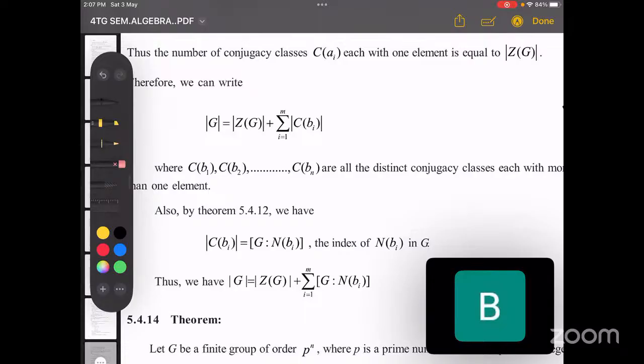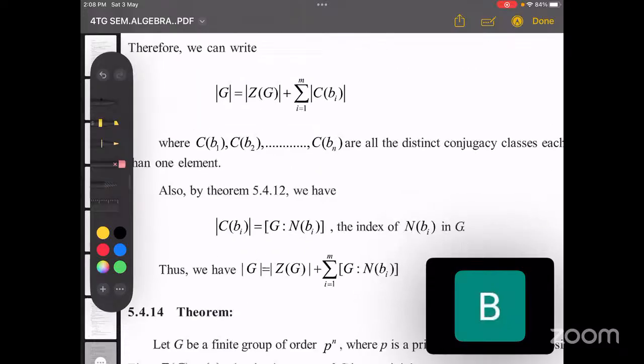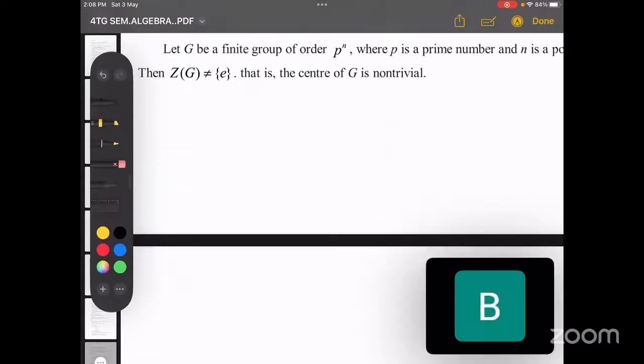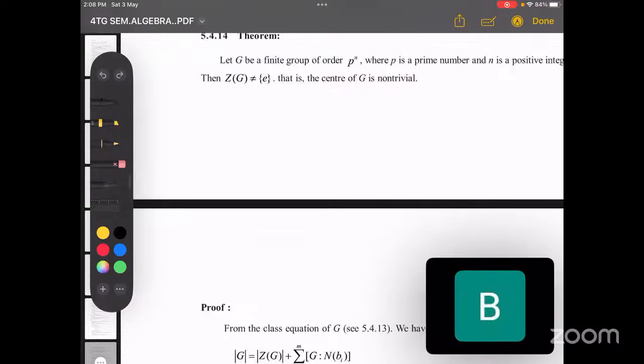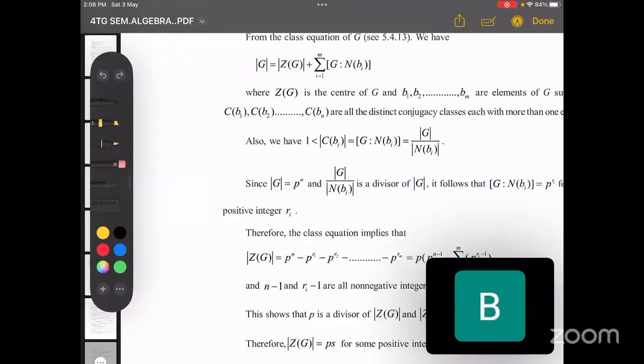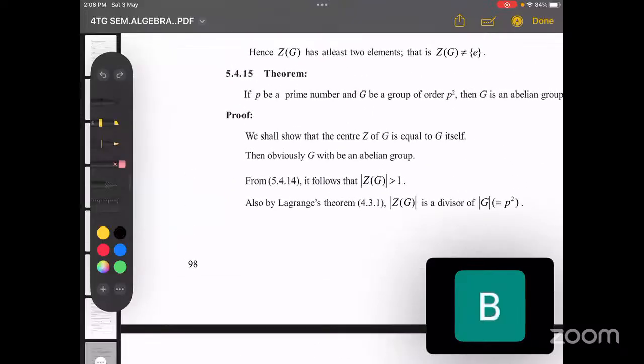Okay. So this is the important theorem 5.4.13. If you see previous examination question papers, this question will be there in the compulsory part. You can see there. Okay. So this 5.4.14 is not important. And the last one, 5.4.15 theorem. This is also asked only sometimes in the examination, not regularly. So you can go through this one.